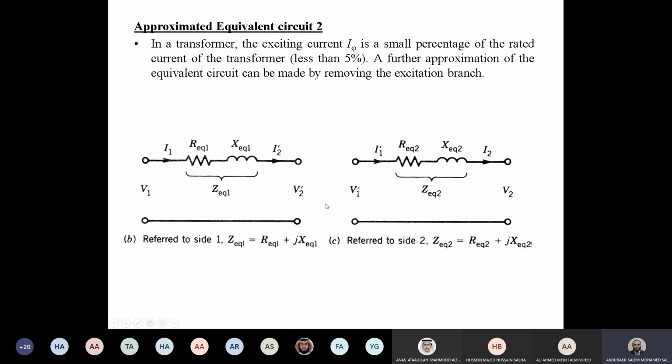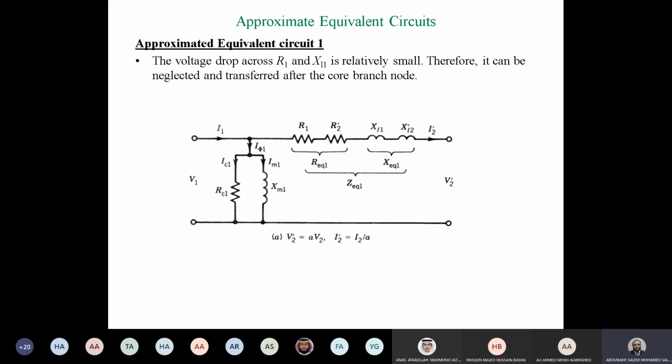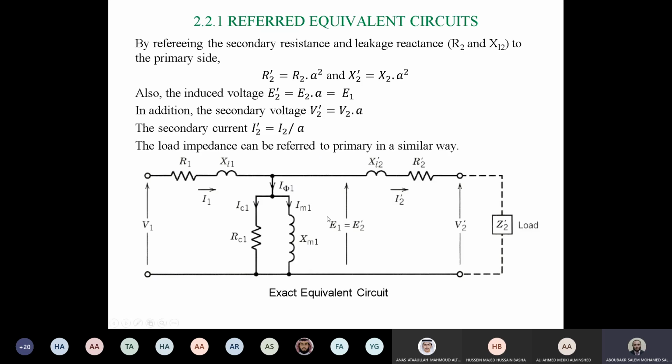In order to evaluate any transformer, let's return again to the equivalent circuit here for the exact one. If we have a load connected here, and we need to calculate the supply voltage and current, draw the power factor, and also calculate the efficiency of this transformer, in order to do all of that, we need first to identify the values of the transformer parameters.